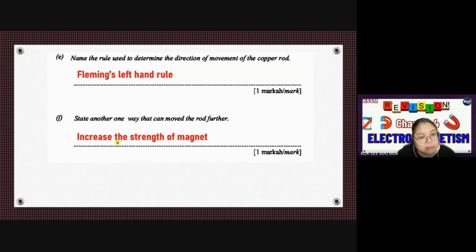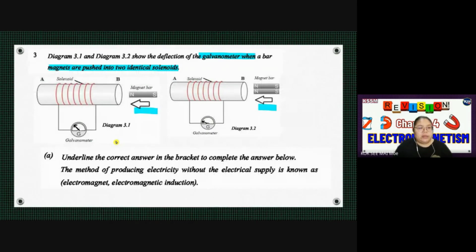Okay, important about the magnet. So from here, questions 1 and 2 are finished. Now number 3. 3.1 shows, and also 3.2, they show the deflection of the galvanometer. You see, again, a two-part comparison question.